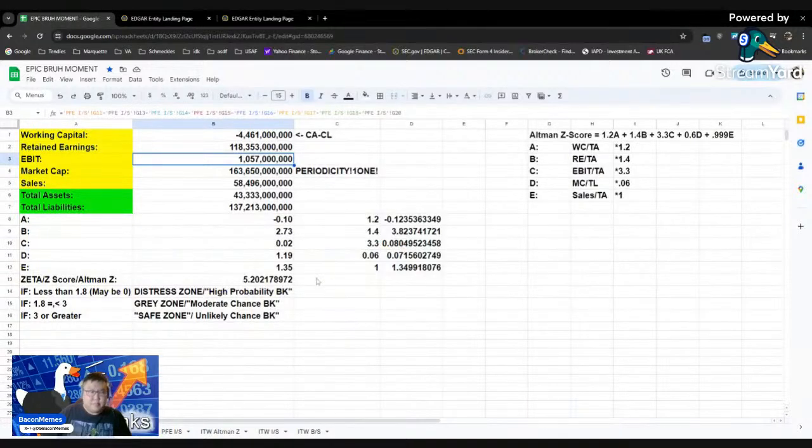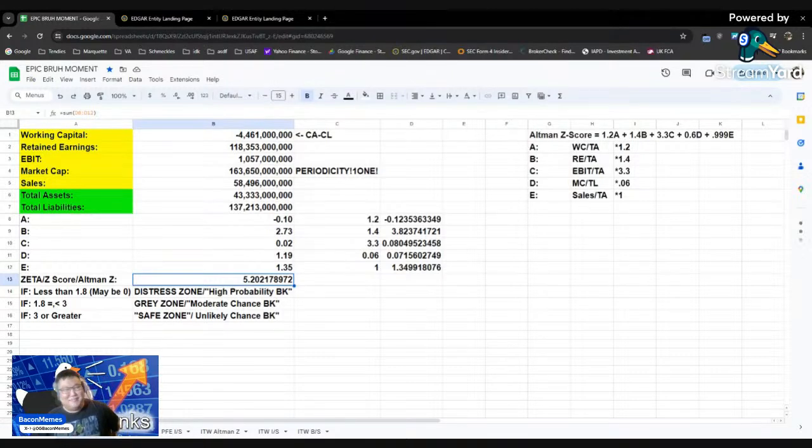So it's important to keep in mind what you're working with. Otherwise, like any model, it's garbage in, garbage out. In which case, you get what Dr. Altman calls a zeta or Z score. People that aren't Dr. Altman tend to call it the Altman Z score, hence the name of the model. And we get 5.2.